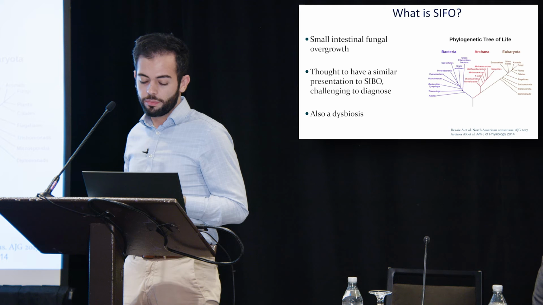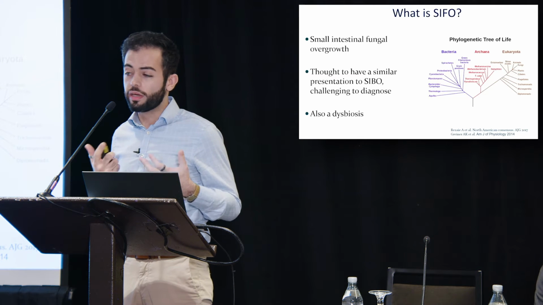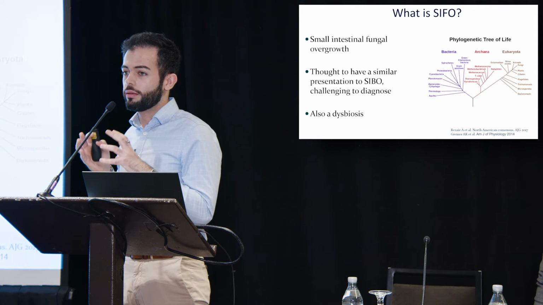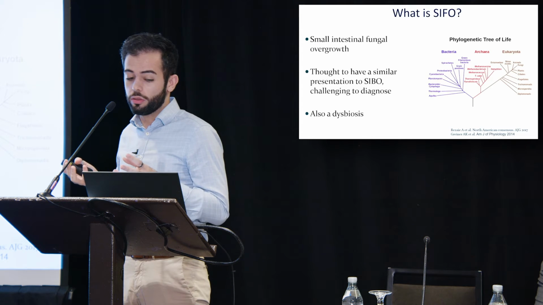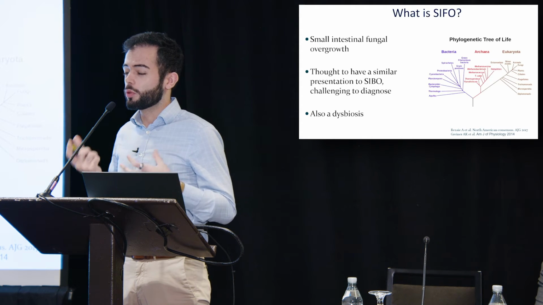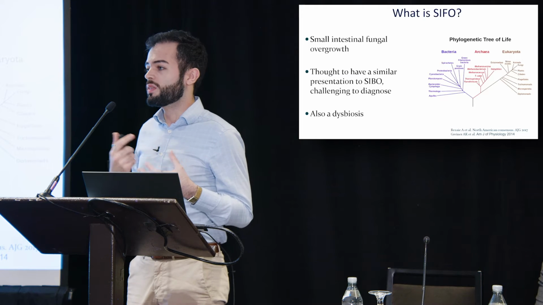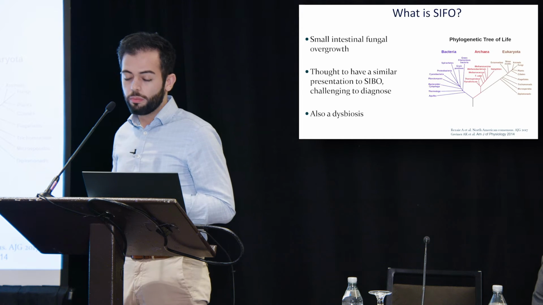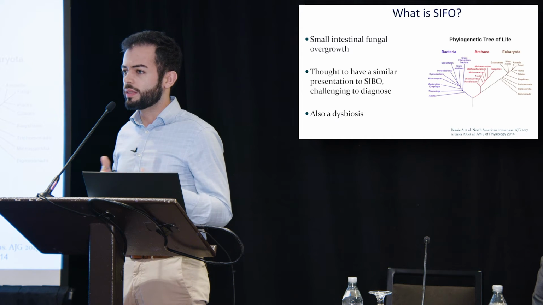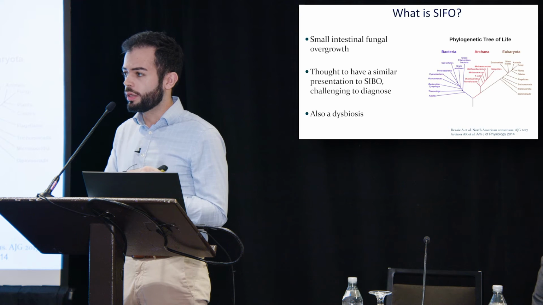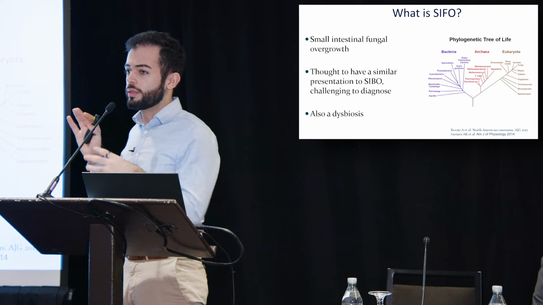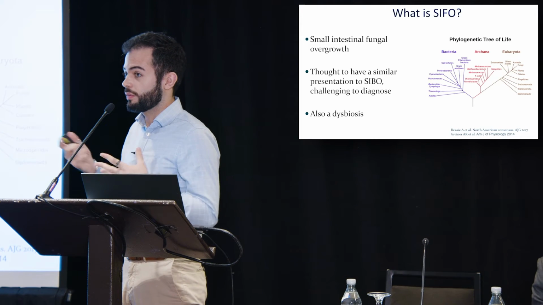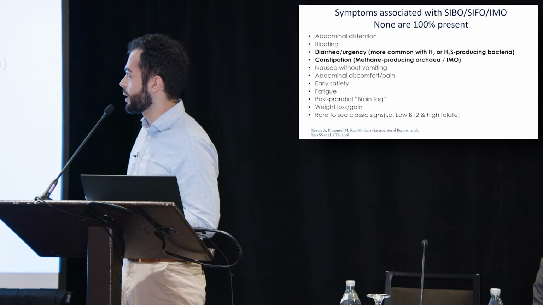It's not an infection. And what is SIFO, small intestinal fungal overgrowth? Similarly, this part of the tree of life can proliferate too much in the small bowel, and we think that it has a similar presentation to SIBO, but it is different in how we diagnose it, and I'll address that in a bit. But again, it's a dysbiosis. It's not when you have fungus in your blood and you're extremely ill. It's just overgrowth of fungus within your gut. They're just trying to live their best life, but that is inconvenient to us in a way.